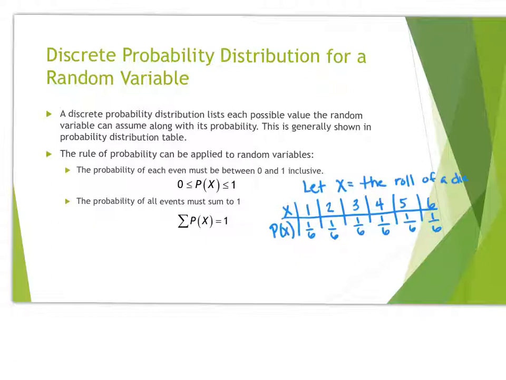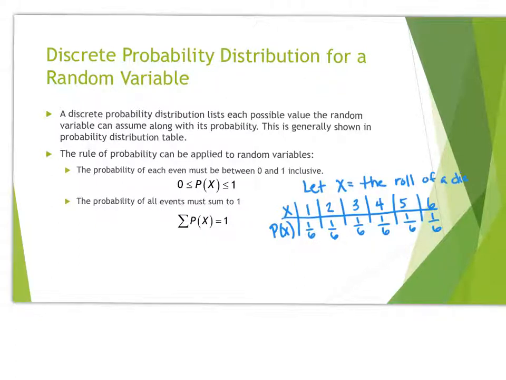Now we develop our general rules for probability. The same way we do with probability, we're going to develop them for random variables. There are two rules we're going to focus on. The first rule says the probability of each event must be between 0 and 1 inclusive, meaning that this probability can't be negative and it can't be bigger than 1. We can verify this in the distribution with the roll of a die. All these probabilities are 1/6, so they are all positive and all less than 1. So that part checks out.